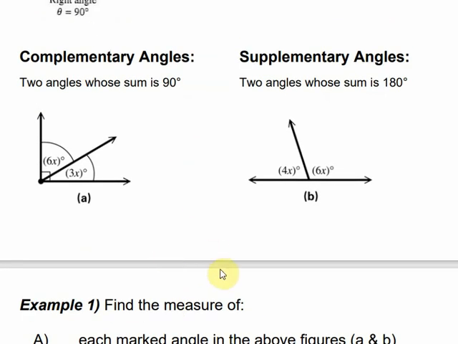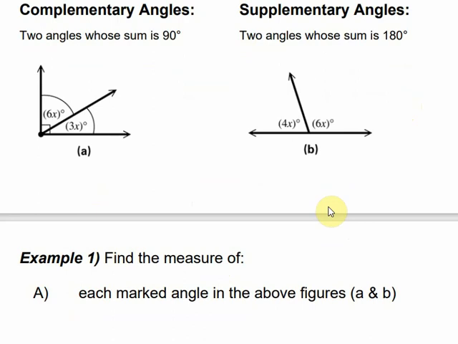Complementary angles are two angles whose sum is 90 degrees. This would be an example of complementary angles. Supplementary angles are two angles whose sum is 180 degrees.